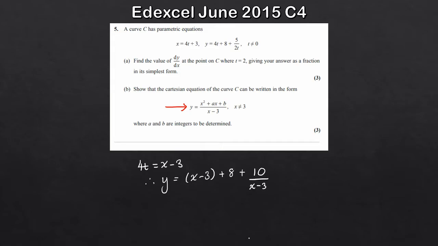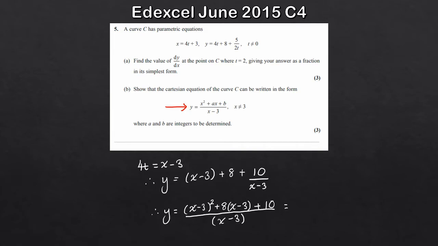Well, at this stage now, what I want to do is get this over a common denominator like they've done in their given form. So if I times everything through by x minus 3, we should obtain that. Okay, so this is going to be x minus 3 squared plus 8 lots of x minus 3 plus 10 all over x minus 3. Not quite sure why I'm putting the bottom one in brackets, but we'll roll with it.